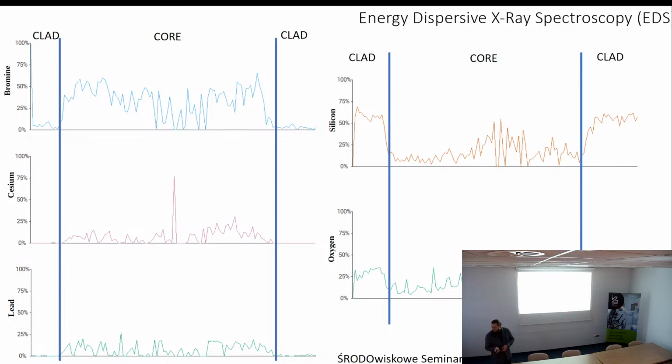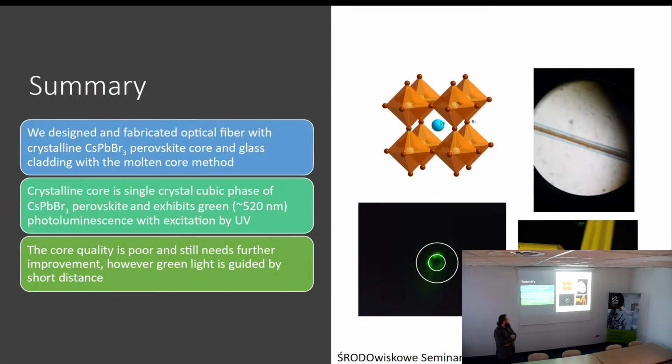Just to sum up my presentation, we designed and fabricated a fiber with a perovskite core with the molten core method. We confirmed that there is perovskite in the core and that it exhibits green light. However, we still have to work on the crystal core quality.